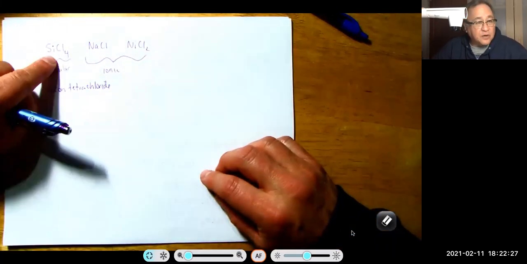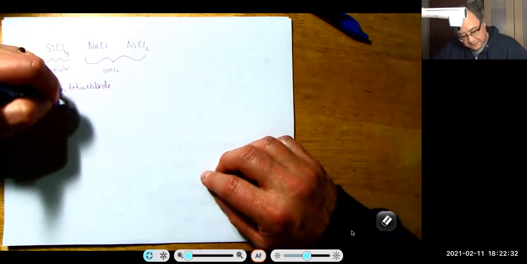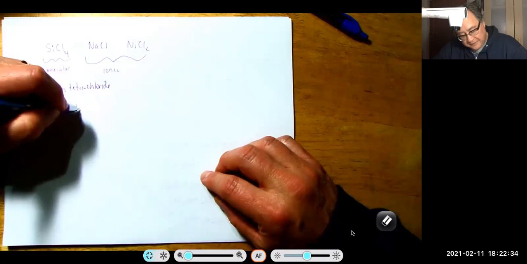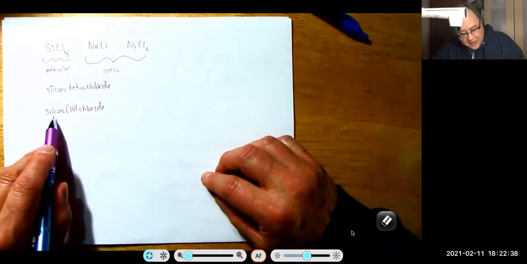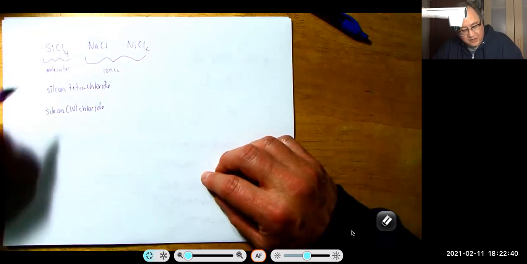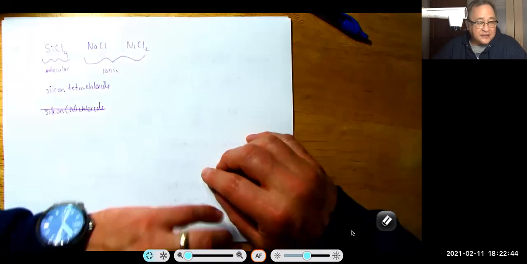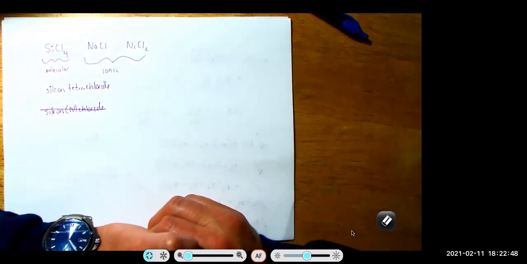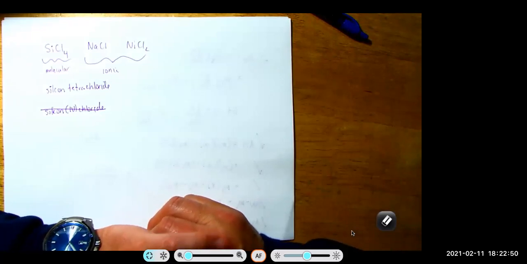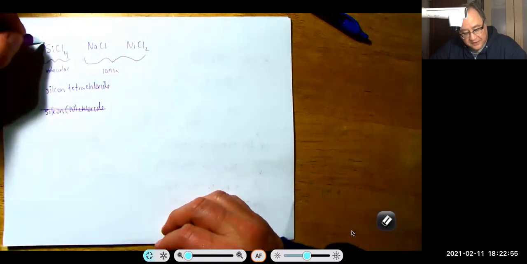Now, if silicon were an ion, this would be silicon 4 chloride, because that's how you would name silicon if it were an ion: silicon 4, because it's got a +4 charge. But it's not ionic, it's molecular. Because they're both negative, they're both anions, because this is a metalloid.